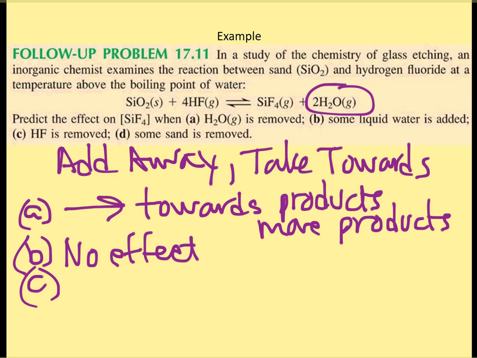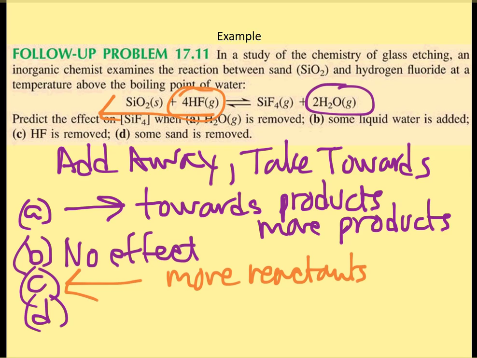Liquids don't influence equilibrium. C, HF is removed. So this time I am removing HF. So take towards, so it's going to shift this way. So I'm going to have more reactants. And D, some sand is removed. Sand right here, silicon dioxide, that is a solid, and solids don't affect the equilibrium, so no effect.